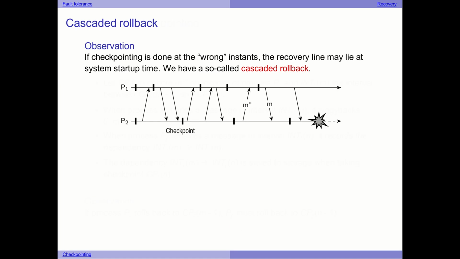Okay, so this is where this makes more sense. Because if checkpointing is done at the wrong instant, the recovery line may lie at the system startup. So we don't really know how many checkpoints back P1 will roll back, way back, right? So P2 must follow, because you see here, P1 supplies information to P2.